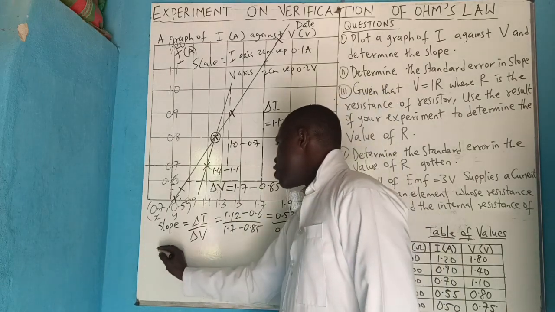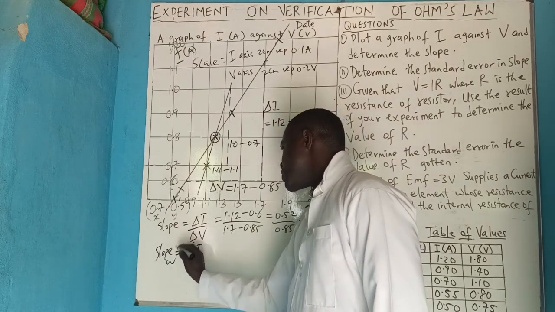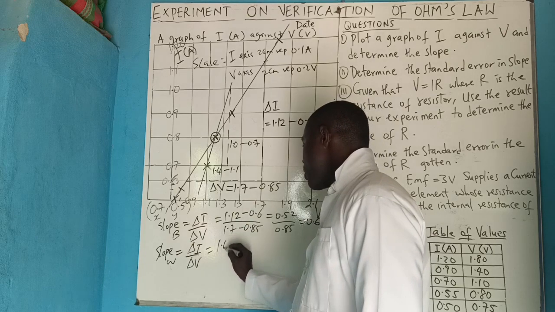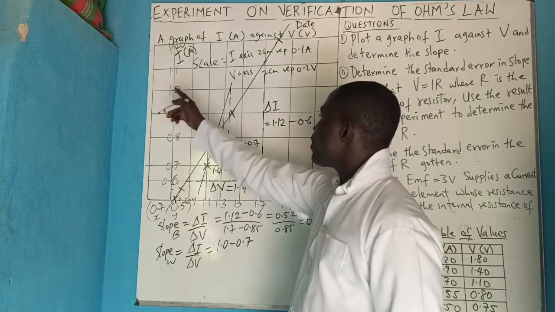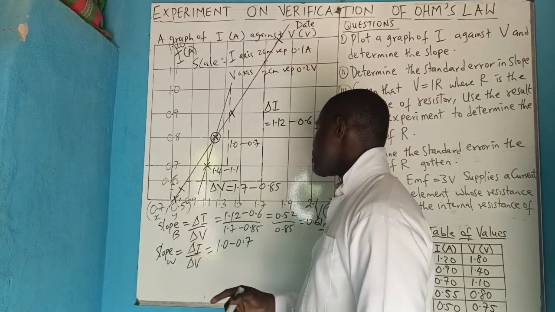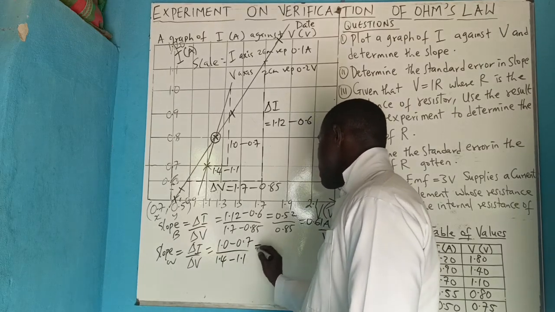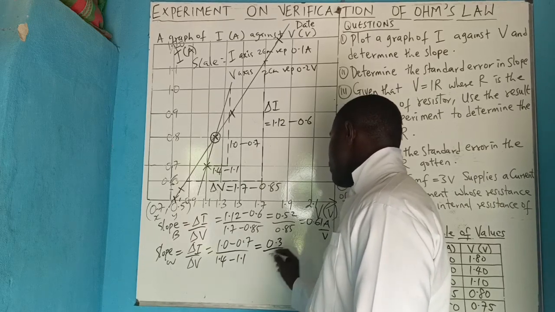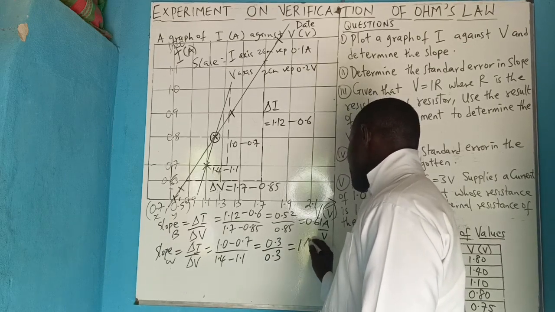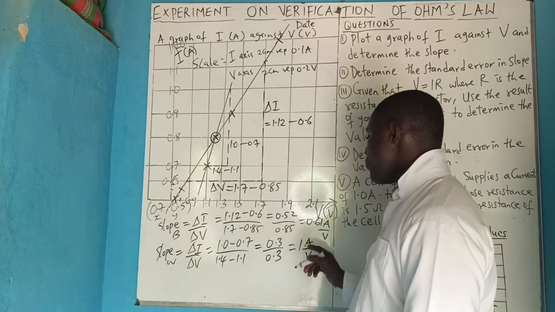Are you getting it? Slope of worst fit. Change in I over change in V. This is for the best and this is for the worst. This minus this, 1.0 minus 0.7, all over 1.4 minus 1.1. That will be giving me 0.3 over 0.3. That will be equal to 1 ampere over volts.